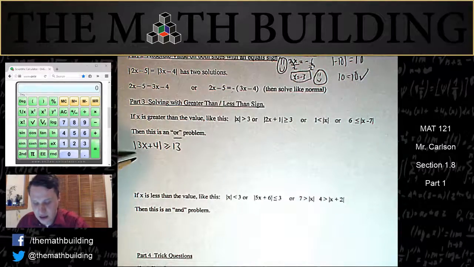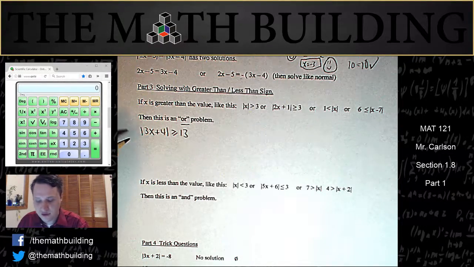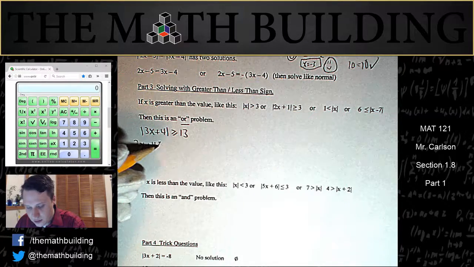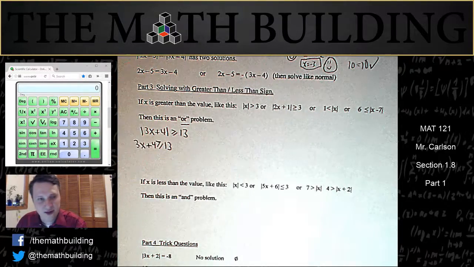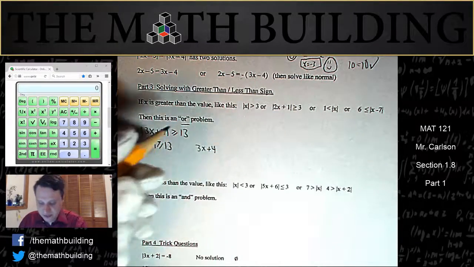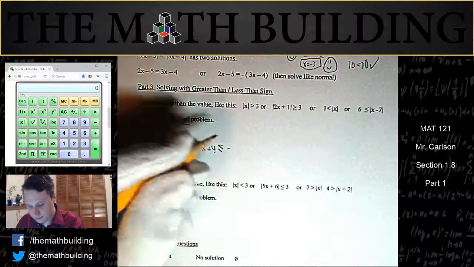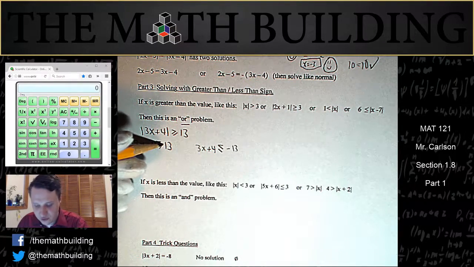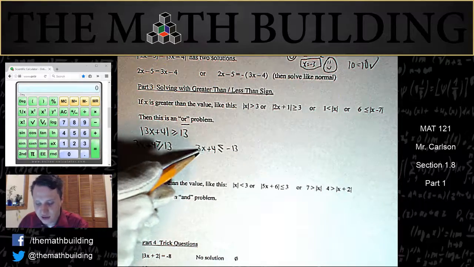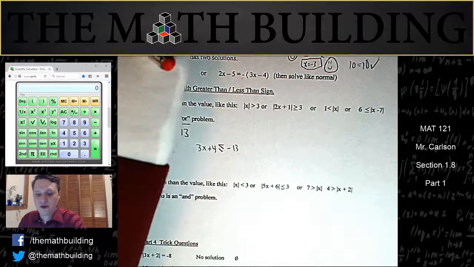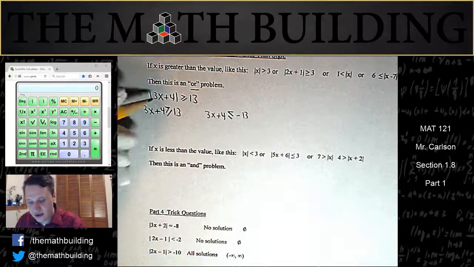Okay, let's solve this. If it's an OR problem, here's the procedure. You write two equations. The first one, you just write the equation without any absolute value signs. The second equation, you flip the sign, and put a negative there. So it's 3x plus 4 is greater than or equal to positive 13. 3x plus 4 is less than or equal to negative 13. That's just a procedure you need to memorize. So now let's solve these.